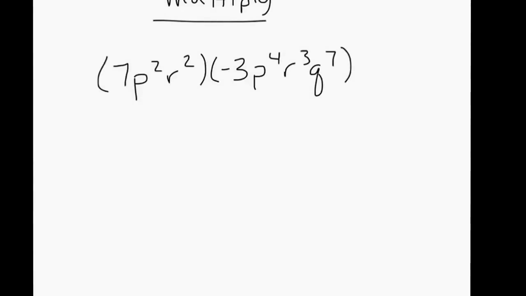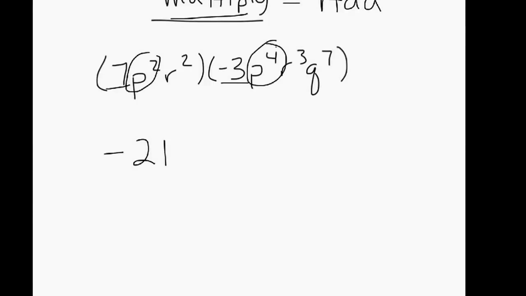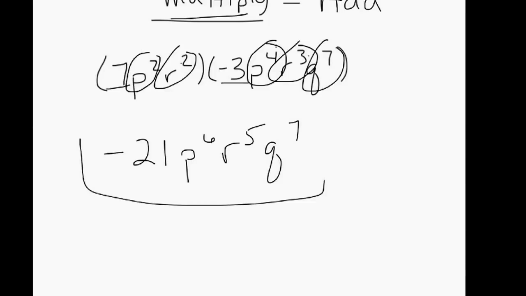This is a multiply problem, which we know in the exponent world really means add. So we'll be adding top numbers, but we'll be multiplying regular numbers. So 7 times negative 3 is negative 21. P2, P4, 2 plus 4 is P6. R2, R3, 2 plus 3 is R5. Nobody matches up with the Q7, so Q7, and that's our answer. The only thing, it might be in alphabetical order. Instead of PRQ, it might be PQR.